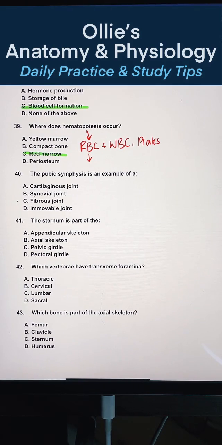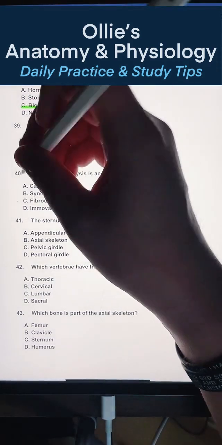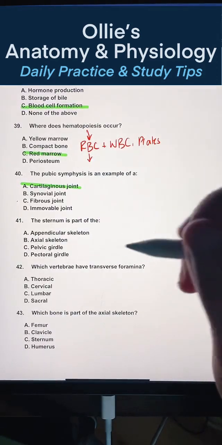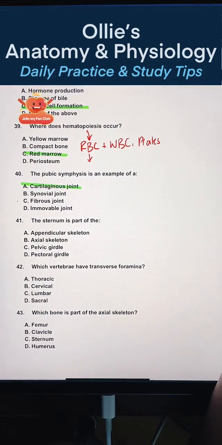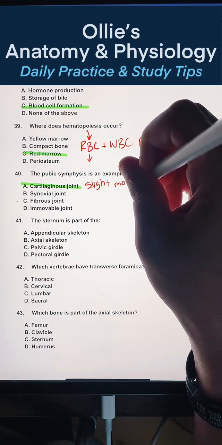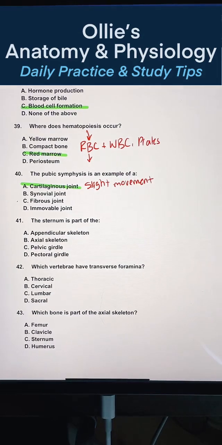Number 40, the answer is A, cartilaginous joint. It's made of fibrocartilage, and your pubic symphysis is going to allow for slight movement. Synovial joint has fluid and high mobility. Fibrous joint would have no cartilage there. Movable joint is slightly movable.